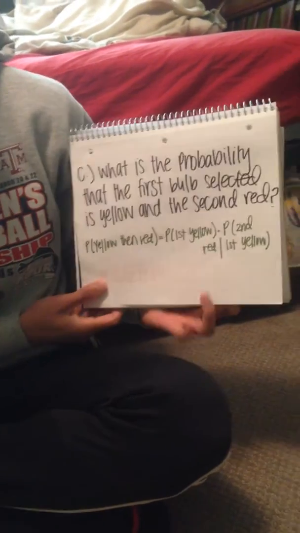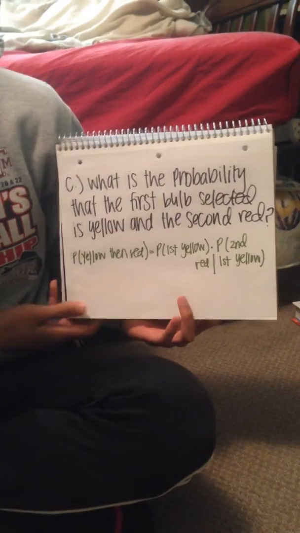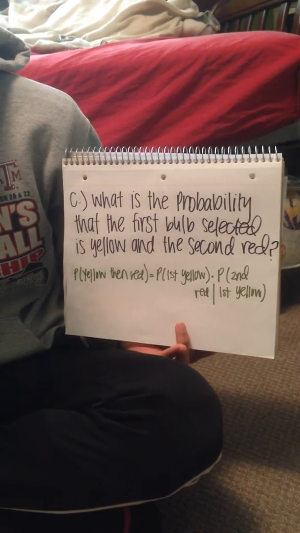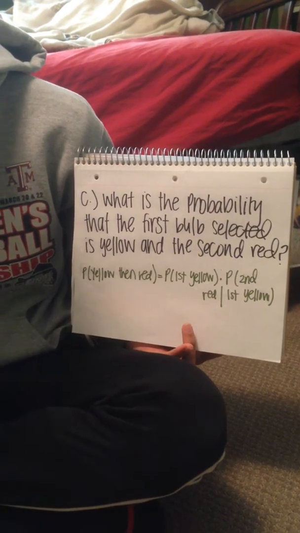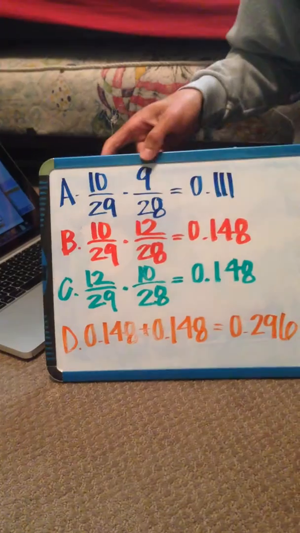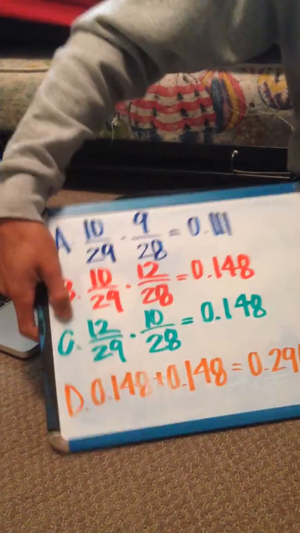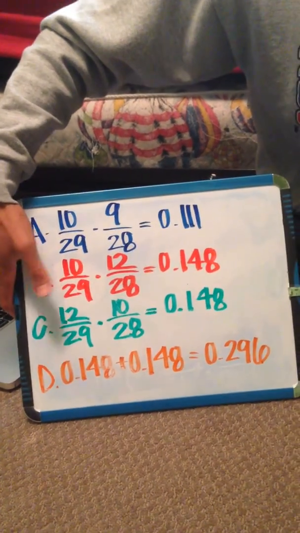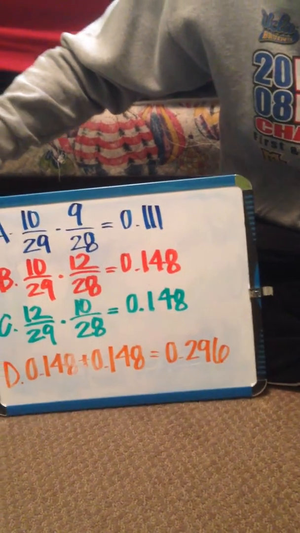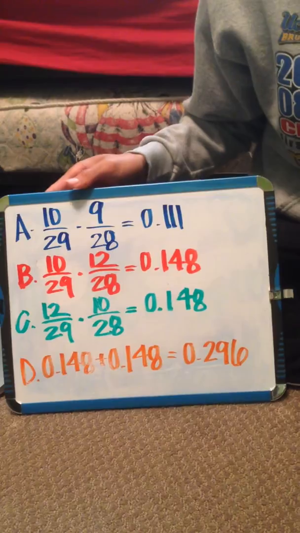Problem C. What is the probability that the first bulb selected is yellow and the second red? This is essentially the same thing as problem B, but instead this time the first one is yellow and the second one is red. So that's going to look like this, which is 12 yellow tulip bulbs out of a total of 29 tulip bulbs times 10 red tulip bulbs out of a total of 28 since you've already selected one yellow tulip bulb, which would equal 0.148.